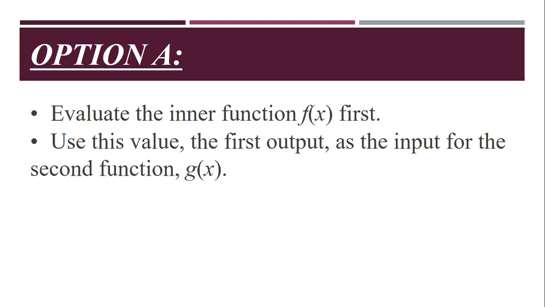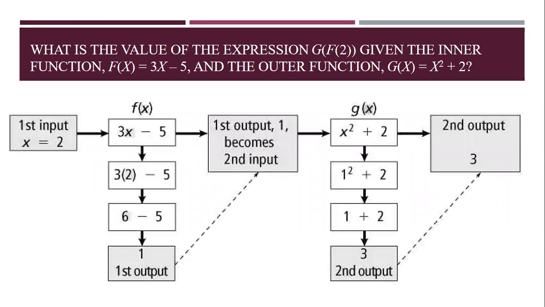So we have a couple options on how to evaluate composition. Option A is evaluate the inner function first. Use the first output as an input for the second function. So we're going to look at a mapping of that, and then we're going to fill in a mapping, and then we're going to do it independently of the mapping. So here's a mapping of the process.